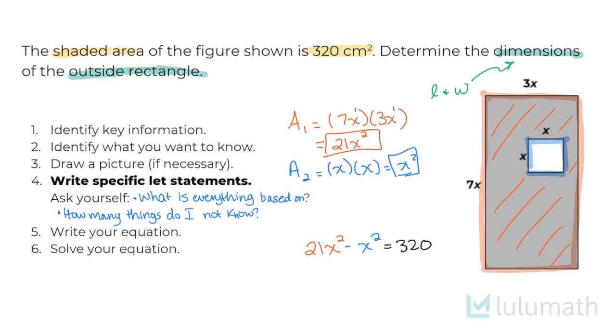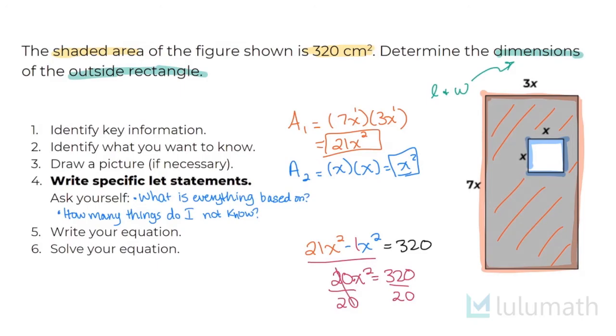Well, here I have like terms. So if I have 21x squared and I take away 1x squared, then here I have 20x squared is equal to 320. And although we said that this video is on solving word problems with linear equations, this actually ends up not being linear. But we do have the tools that we need in order to be able to solve this. So I'm going to get rid of this 20 by dividing, because if I isolate this x squared, it'll make my life a whole lot easier.